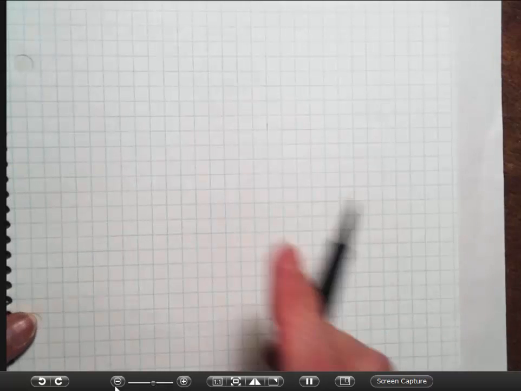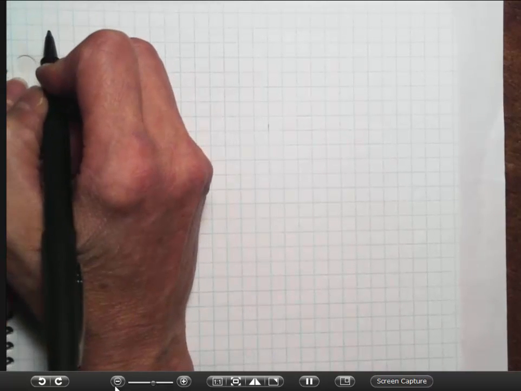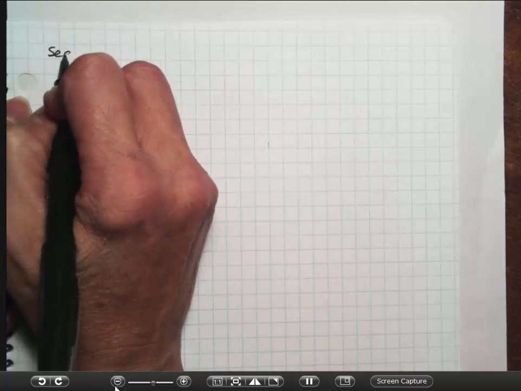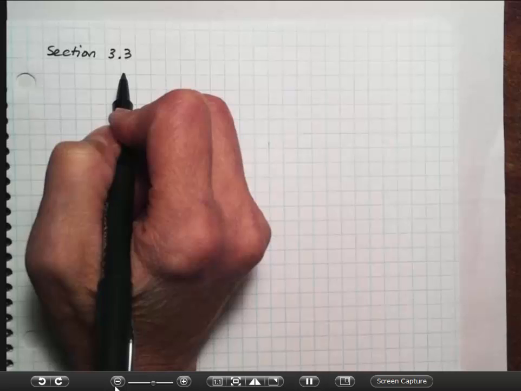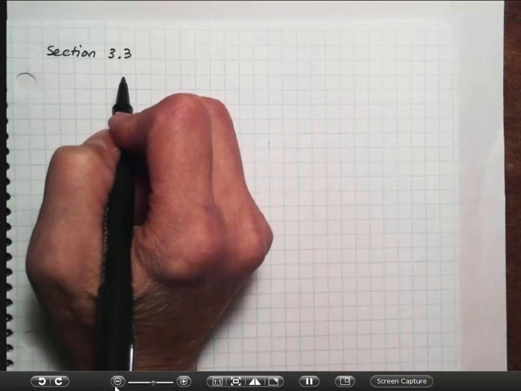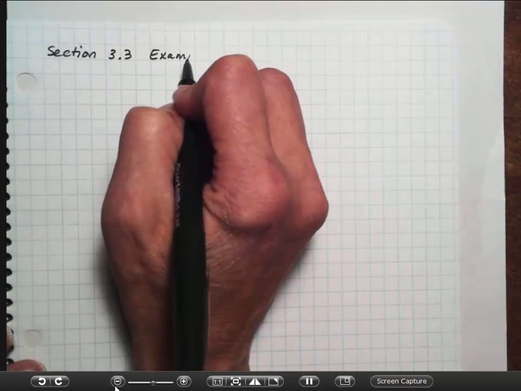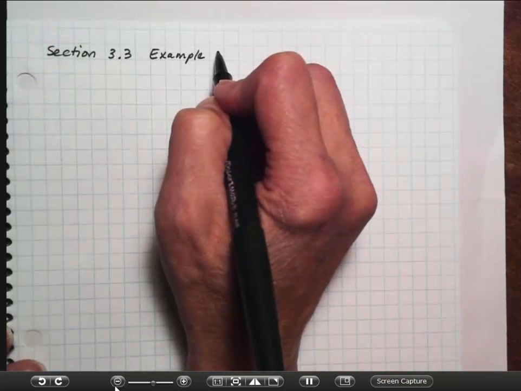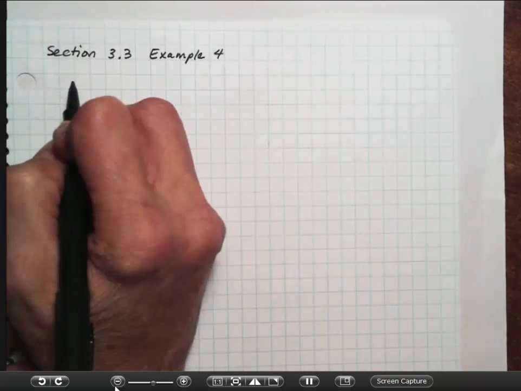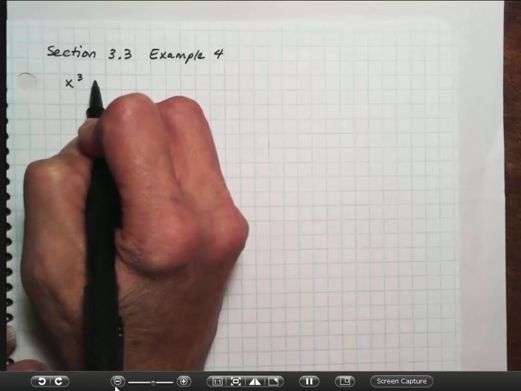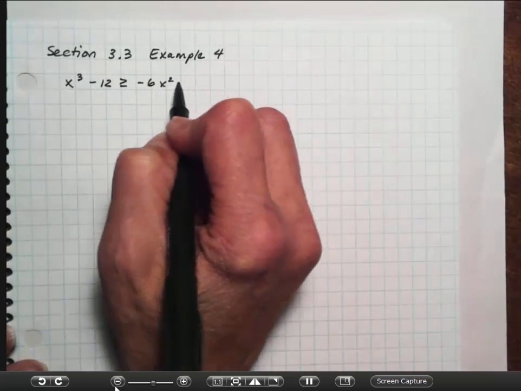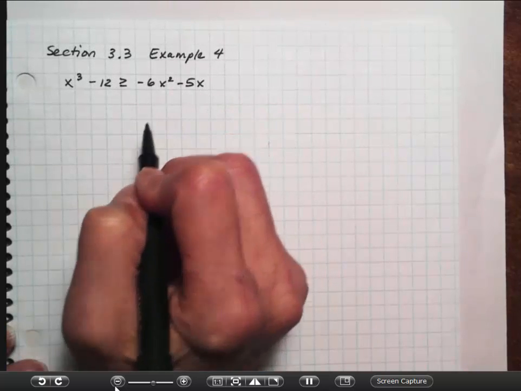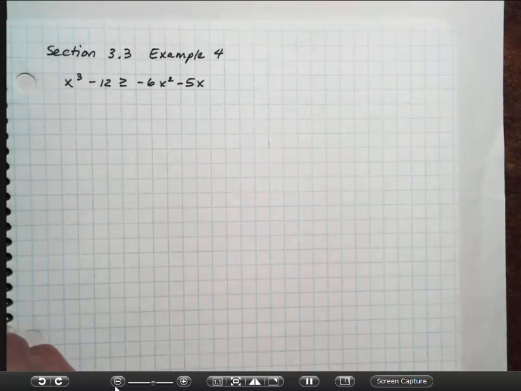This is from the handout that I gave to you today in section 3.3, and we're going to be working on example problem number 4, which states that we have x to the third minus 12 is greater than or equal to negative 6x squared minus 5x. And we're asked to solve the inequality and write it in interval notation.